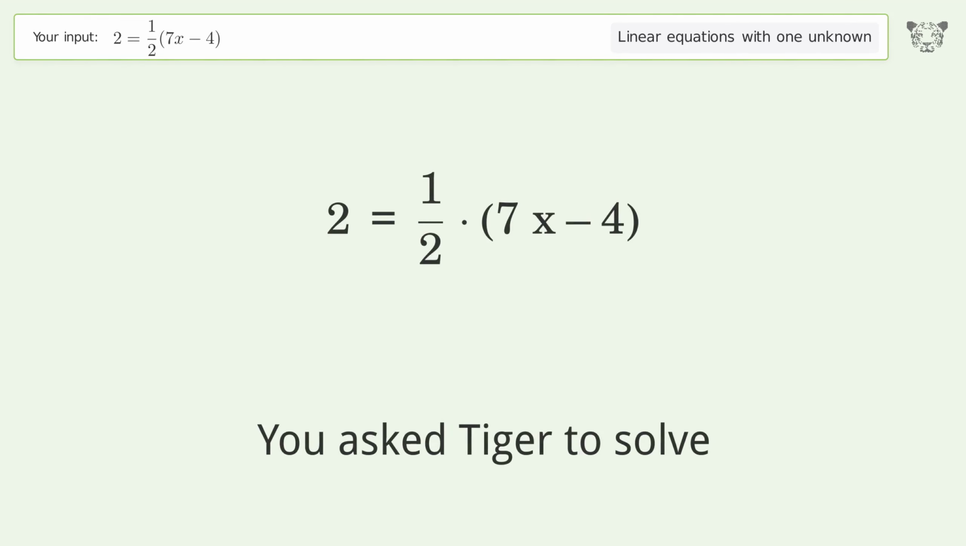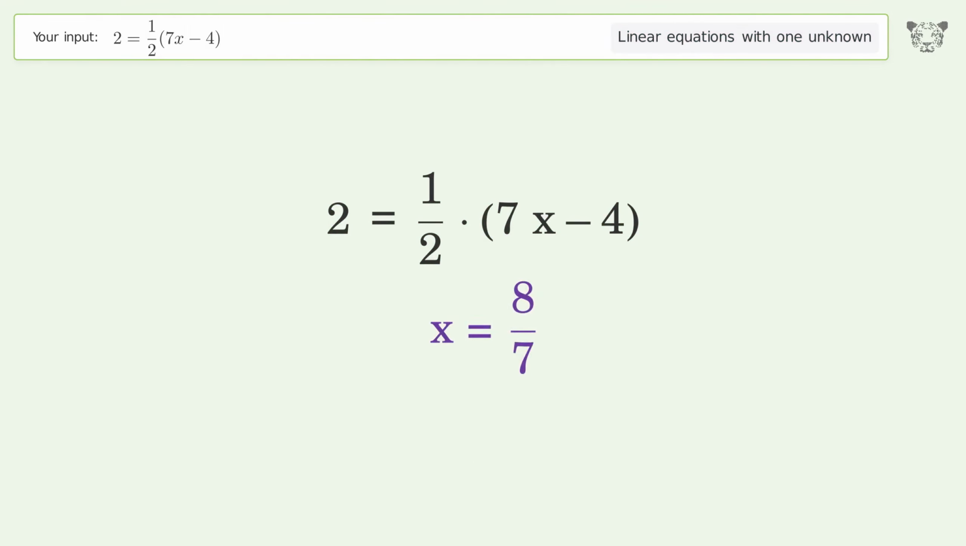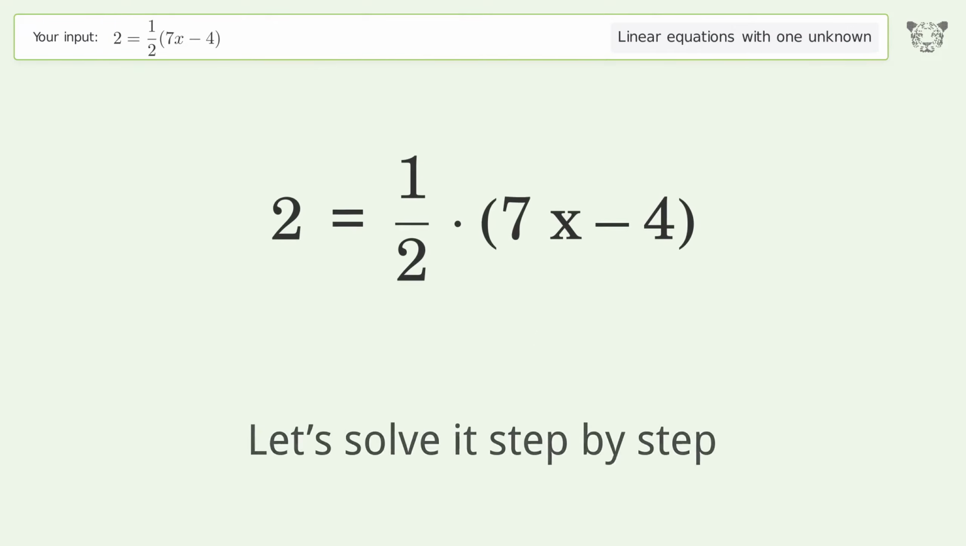You ask Tiger to solve this. This deals with linear equations with one unknown. The final result is x equals 8/7. Let's solve it step by step.